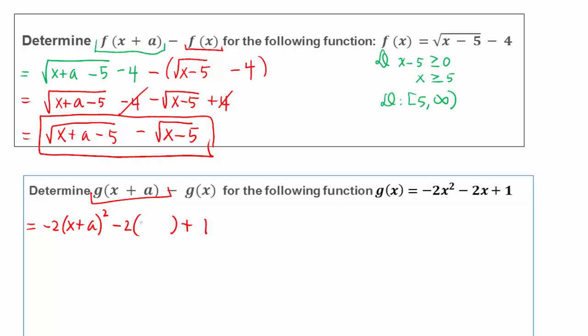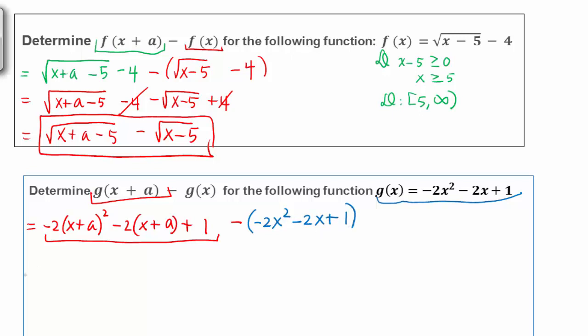So what is this? This is just g of x plus a, right? This whole thing is g of x plus a minus, then you take the original function and just copy it here. Okay, so let's take the original function and copy. So don't forget your parentheses. So minus 2x squared minus 2x plus 1. Okay, so the rest of this is just simplifying.